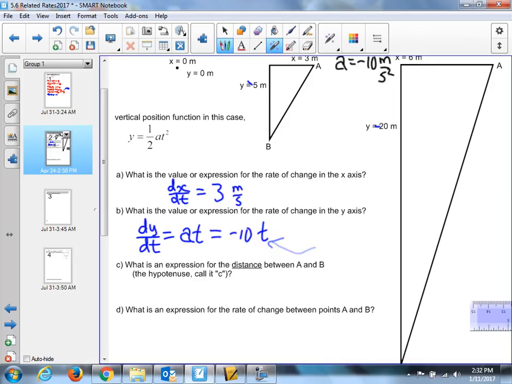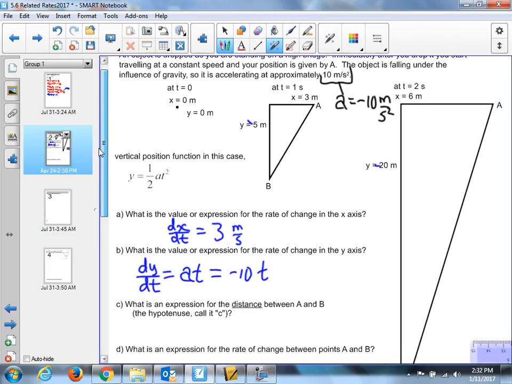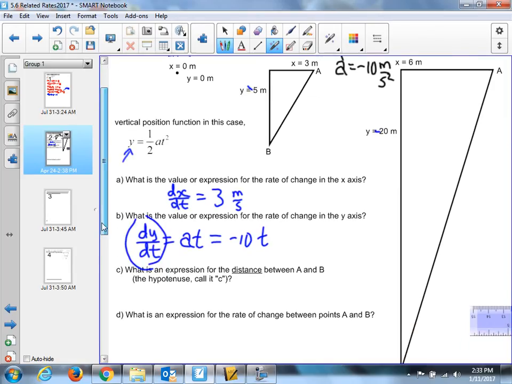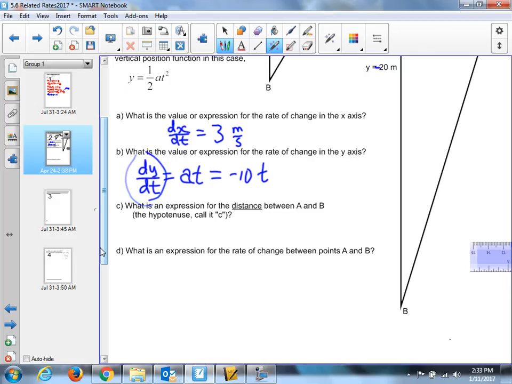Now what's an expression for the distance between A and B? Let's call the hypotenuse C. Right? So, isn't that a kind of leading question? The B, that equation, negative 10t, is that giving you position or velocity? Is it position or velocity? It definitely can't be position. Oh, yes, that's the velocity. This is the change in position over time. Yeah, okay. So it's a velocity function.